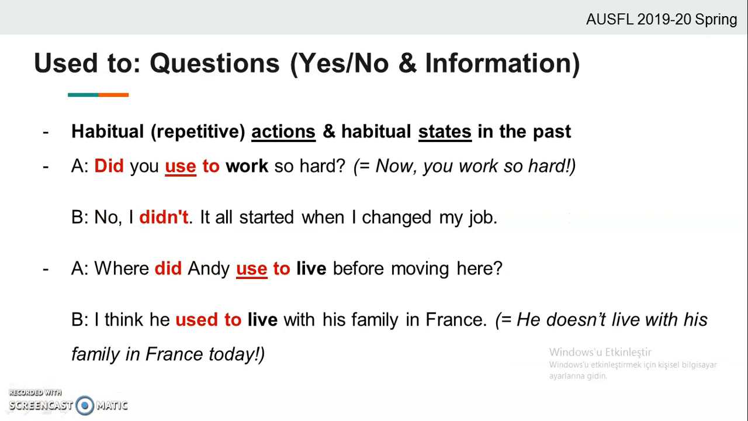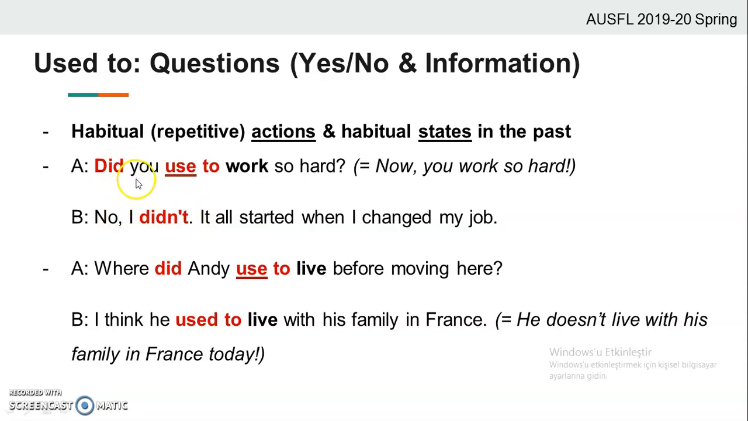Next, questions. Both yes/no questions and information questions. The meaning doesn't change, but let's have a look at the structure together. Did you used to work so hard? Because I see that now you work so hard. No, I didn't. It all started when I changed my job. We can answer shortly to this question as no, I didn't.